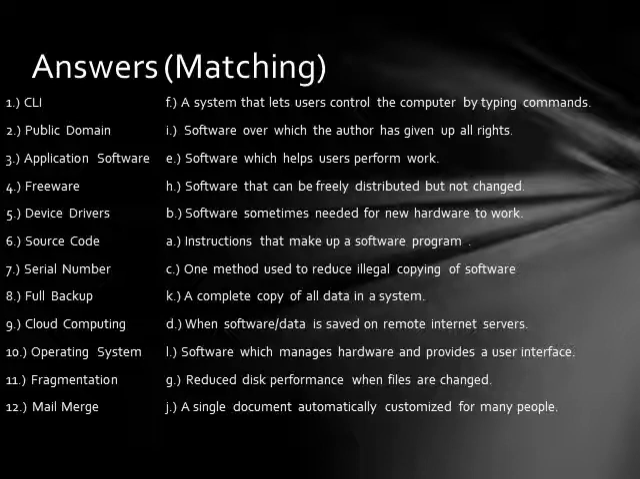For freeware, the answer is H. Software that can be freely distributed but not changed. For device drivers, the answer is B. Software sometimes needed for new hardware to work. For source code, the answer is A. Instructions that make up a software program. For serial number, the answer is C. One method used to reduce illegal copying of software.